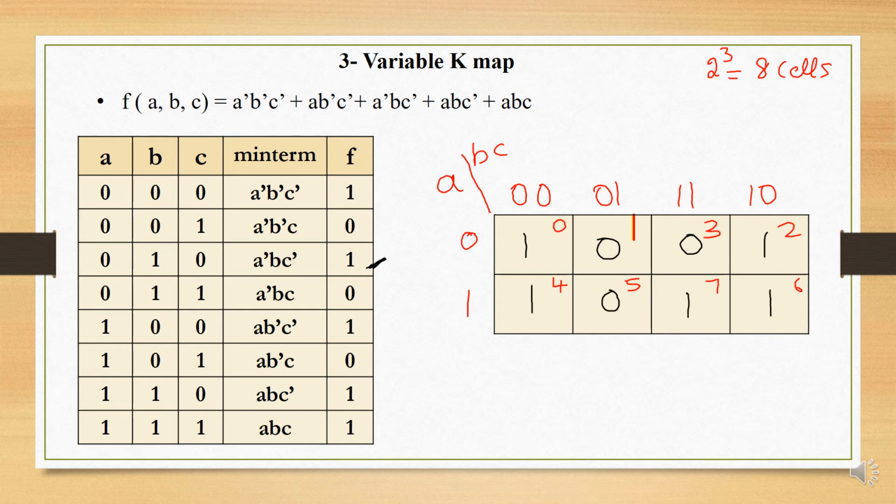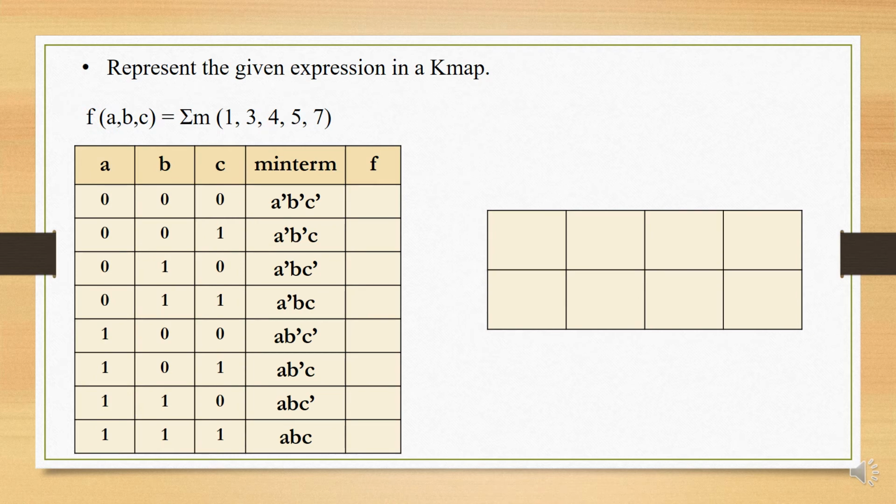So this is the representation of K-map for a 3-variable Boolean function as shown here. In the next example, we will see how to represent the given expression in a K-map. The given expression here is of a 3-variable function. The input variables are A, B, C, and it is a min-term canonical form represented in decimal notation. For the given min-term canonical form, you need to place logic 1s for the decimal numbers given there.